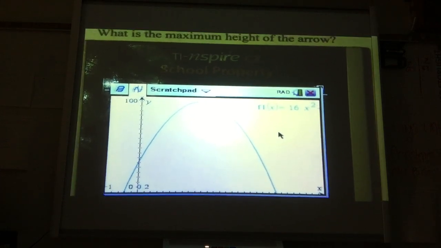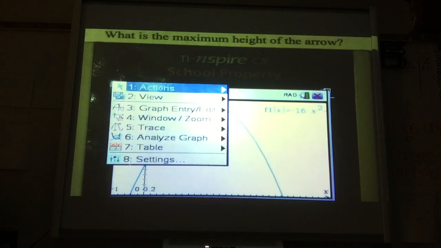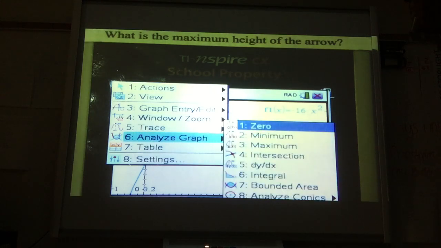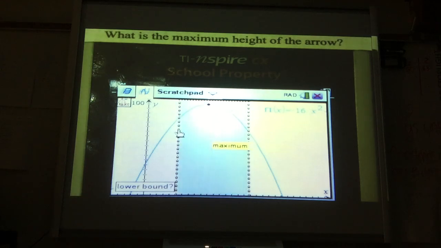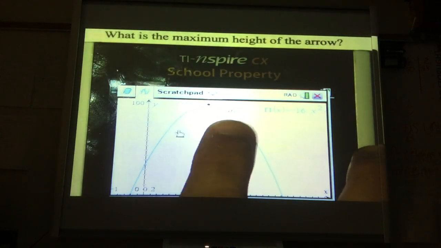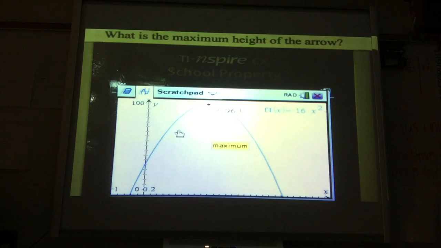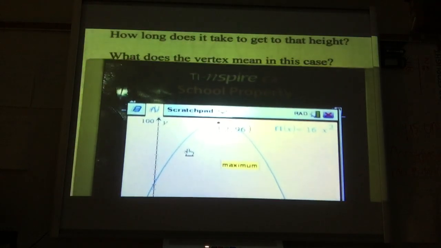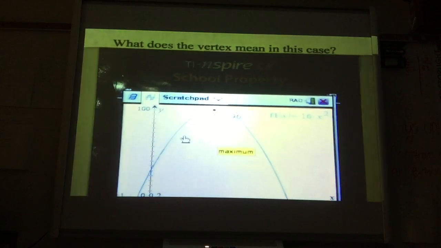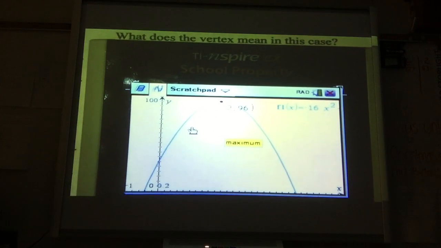But to find out what the maximum height of the arrow is, you can press menu, you go to Analyze Graph, and then this vertex specifically is a maximum, not a minimum. So I'm going to press 3 for maximum, and then I'm going to highlight right here. And then sure enough, it says the vertex is at 2 seconds, it reaches 96 feet high. So what's the maximum height of the arrow? 96 feet. How long does it take to get to that height? 2 seconds. What does the vertex mean in this case? Again, it takes 2 seconds for the arrow to reach a maximum height of 96 feet.